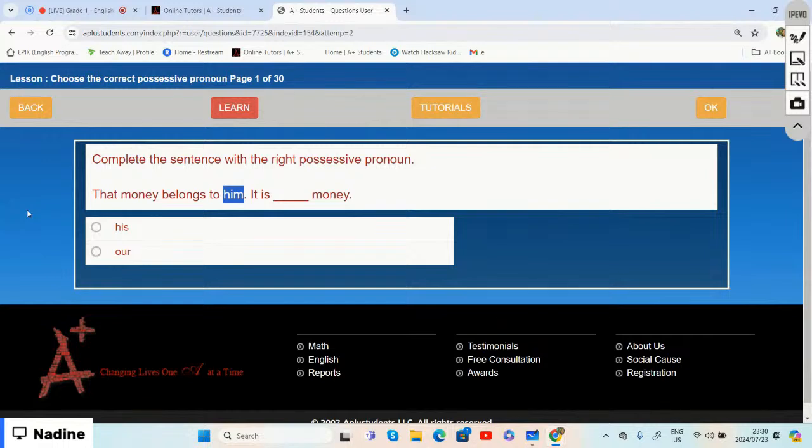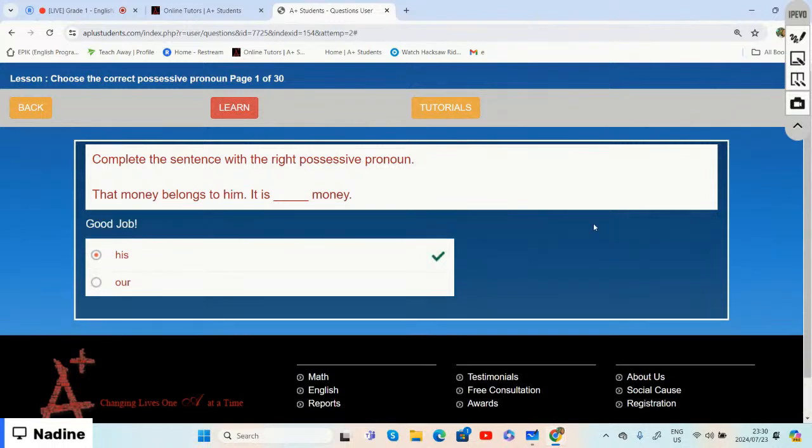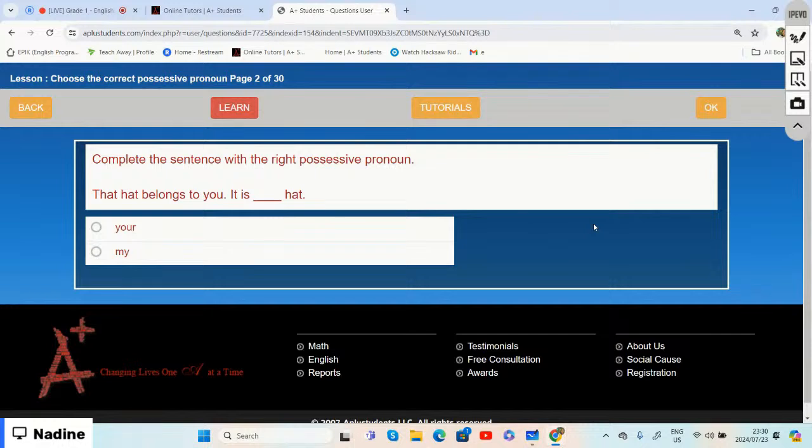Yes, and if we were to choose the correct pronoun, then we can say that money belongs to him. It is his money, right? Well done. His is correct because his belongs to, for example, Samuel.